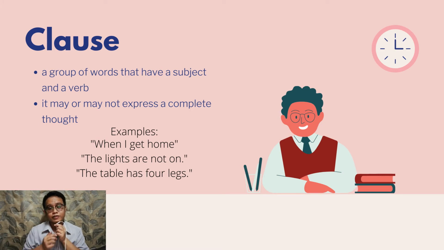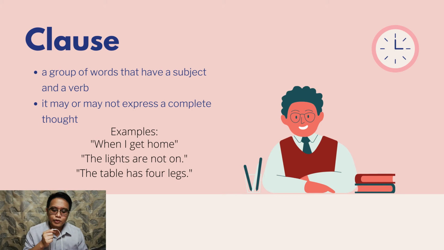Let's say for example here, when I got home. What is the subject of the clause? What is the subject? Good, I. Now, what is I doing there? Get, right? I get. So that is our subject and our verb. Therefore, it has a subject, it has a verb. Therefore, this is a clause.